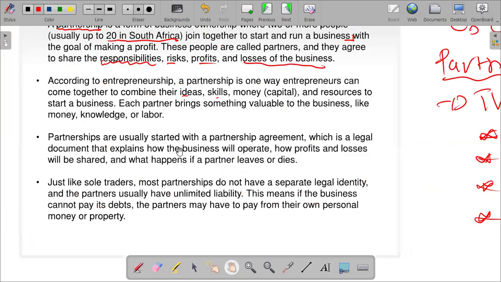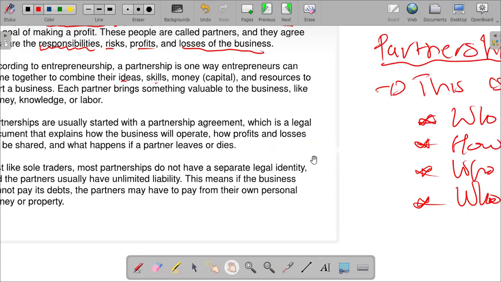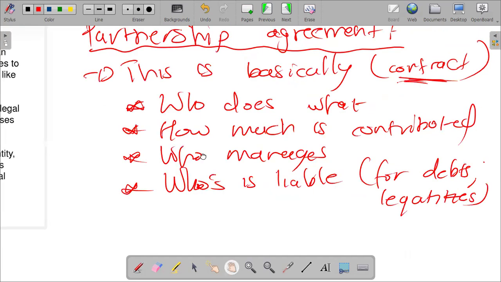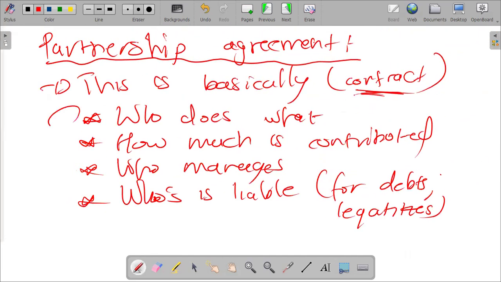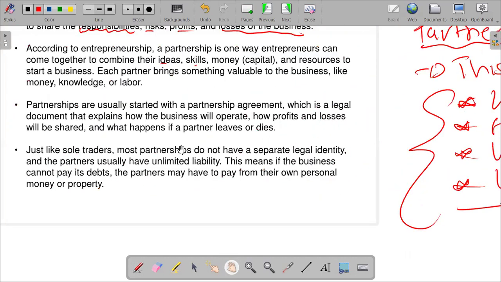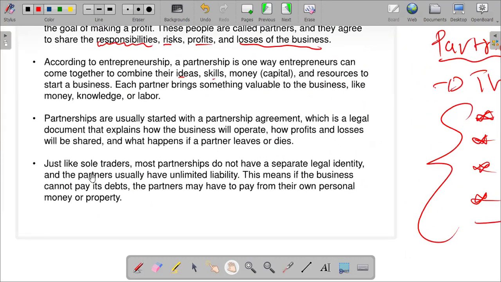It says that partnerships are usually started with a partnership agreement, which is a legal document that explains how the business will operate. As I said, this is how your partnership will eventually operate. It explains how profits and losses will be shared, and what happens if a partner leaves or dies. And this will be in the case of what? Continuity.